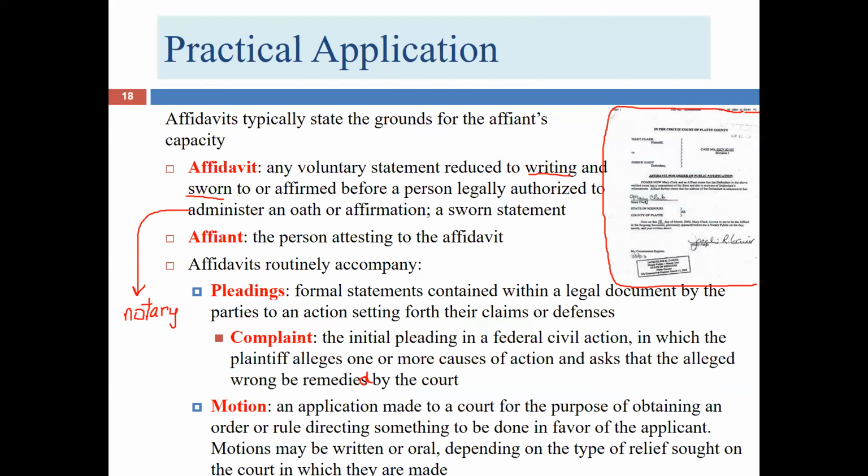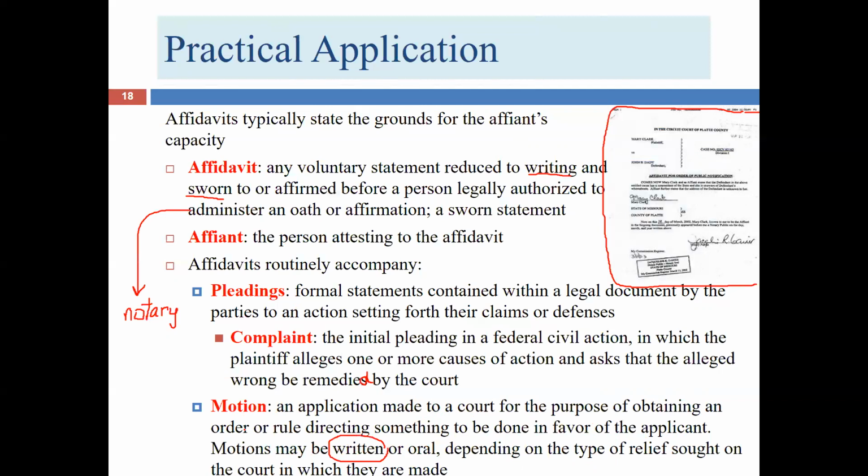Probably more commonly, an affidavit is attached to a motion. So let's talk a little bit more about motions. A motion is an application made to a court for the purpose of obtaining an order or rule directing something to be done in favor of the applicant. Motions may be written or oral depending upon the type of relief sought in the court in which they are made. More commonly, they're written, and obviously if they're going to have an affidavit associated with it, they really do need to be written. So this would be something that you would reference.